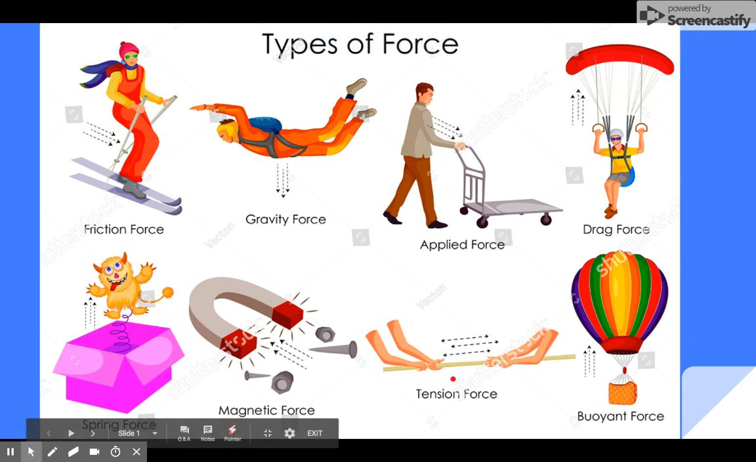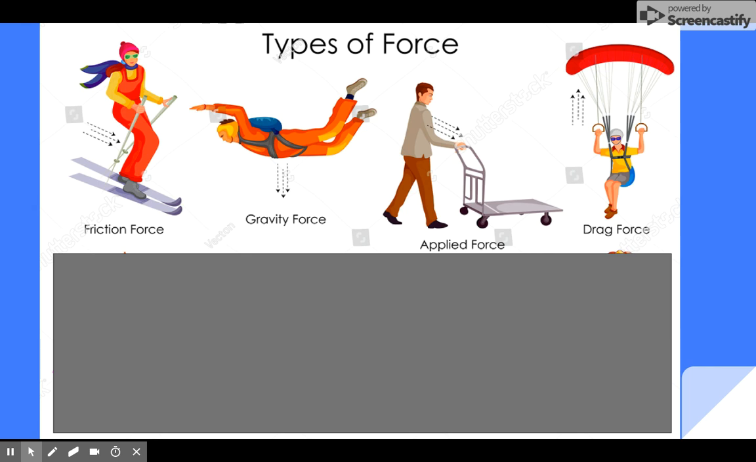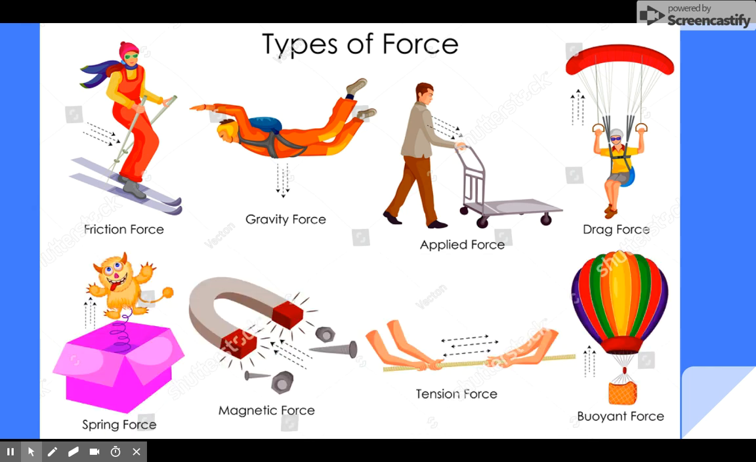So we're going to be talking about types of forces. We're going to be mainly focusing on friction, gravity, applied force, drag force, and elastic force. So we can go ahead and ignore the next four types of forces, but you can see that there's a lot of different types of forces. We'll be touching on magnetic force later on this year.